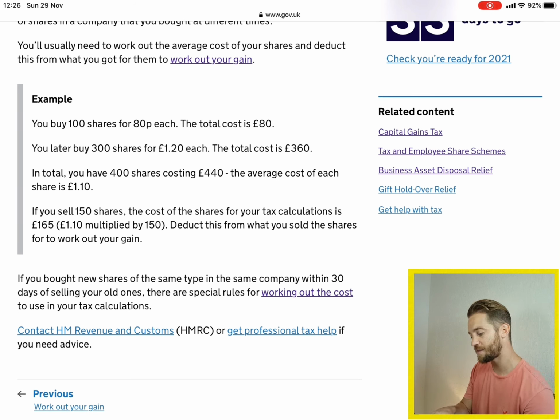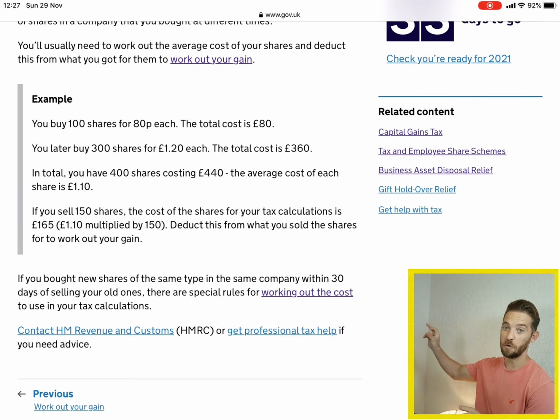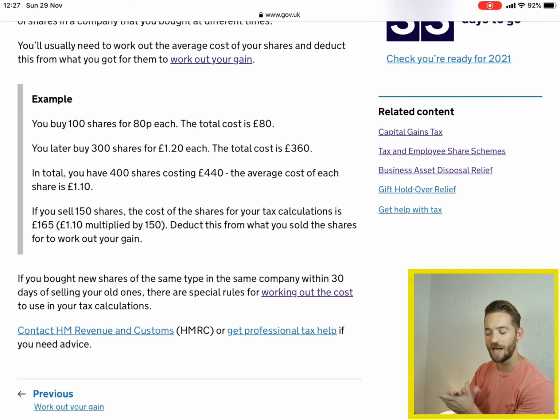Just below that, it then says, if you bought new shares of the same type in the same company within 30 days of selling your old ones, there are special rules for working out the cost to use in your tax calculations. Now, I recently did a video about an article that came to light about a potential doubling of capital gains tax up to 40%. In that video, we said about ways to get around the capital gains tax and that you can sell off your shares at the end of a tax year and then buy them back into the new tax year. Now, these rules that they have here, these rules are to try to combat this.